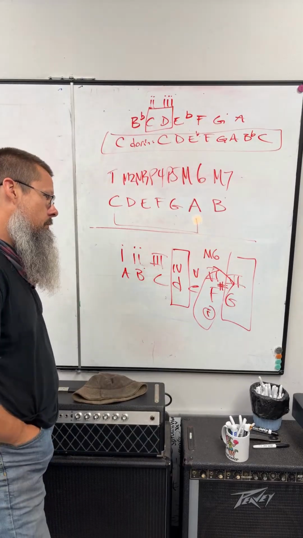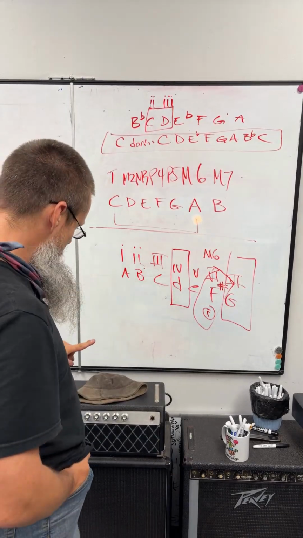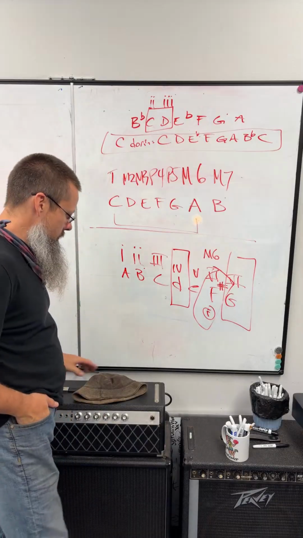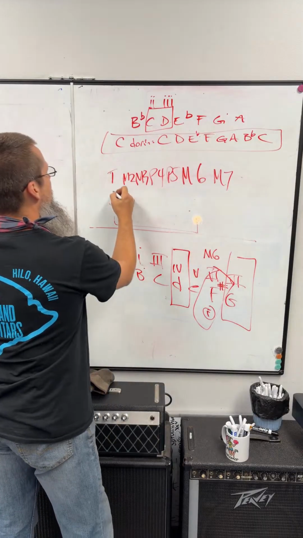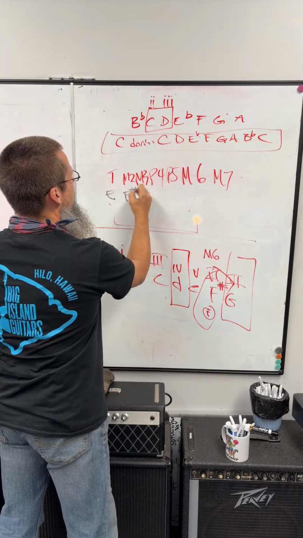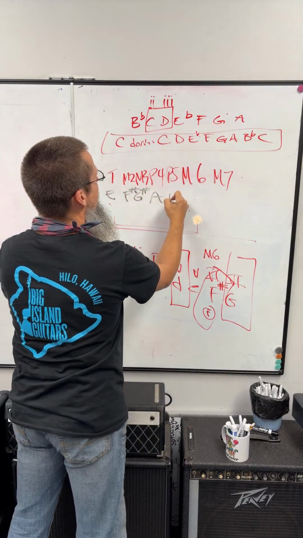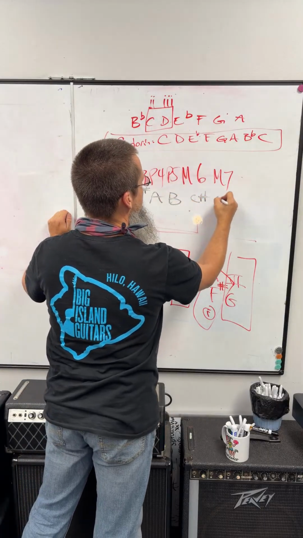Well, I guess it's just F sharp, huh? Let's spell E minor anyway. E, F sharp, G sharp, A, B, C sharp, and D sharp.